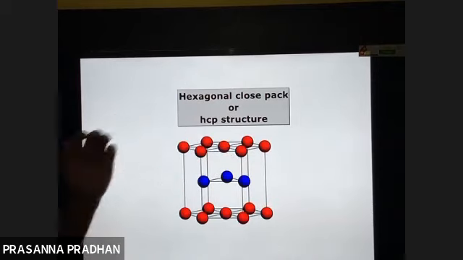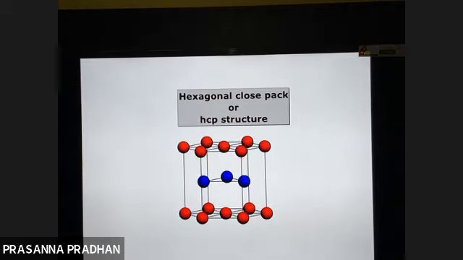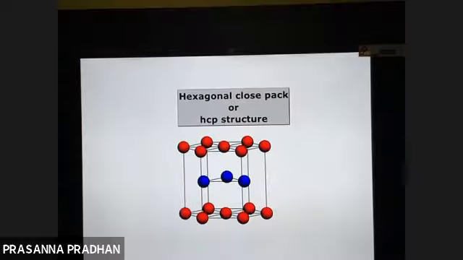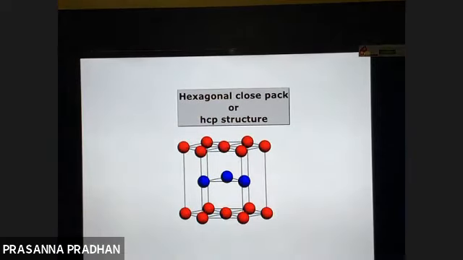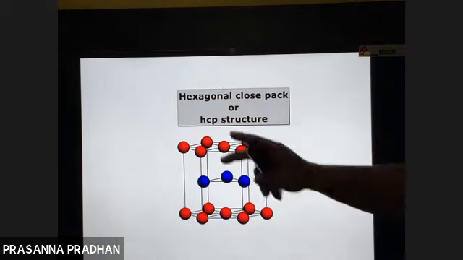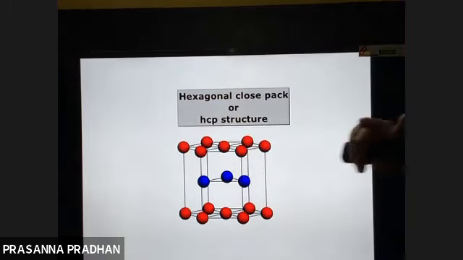So what is the coordination number of HCP? The coordination number of HCP is 12. Okay, so this is the basic repeating unit. So HCP close packing structure means this. There is a question here: HCP means AB type, right? AB type means HCP.